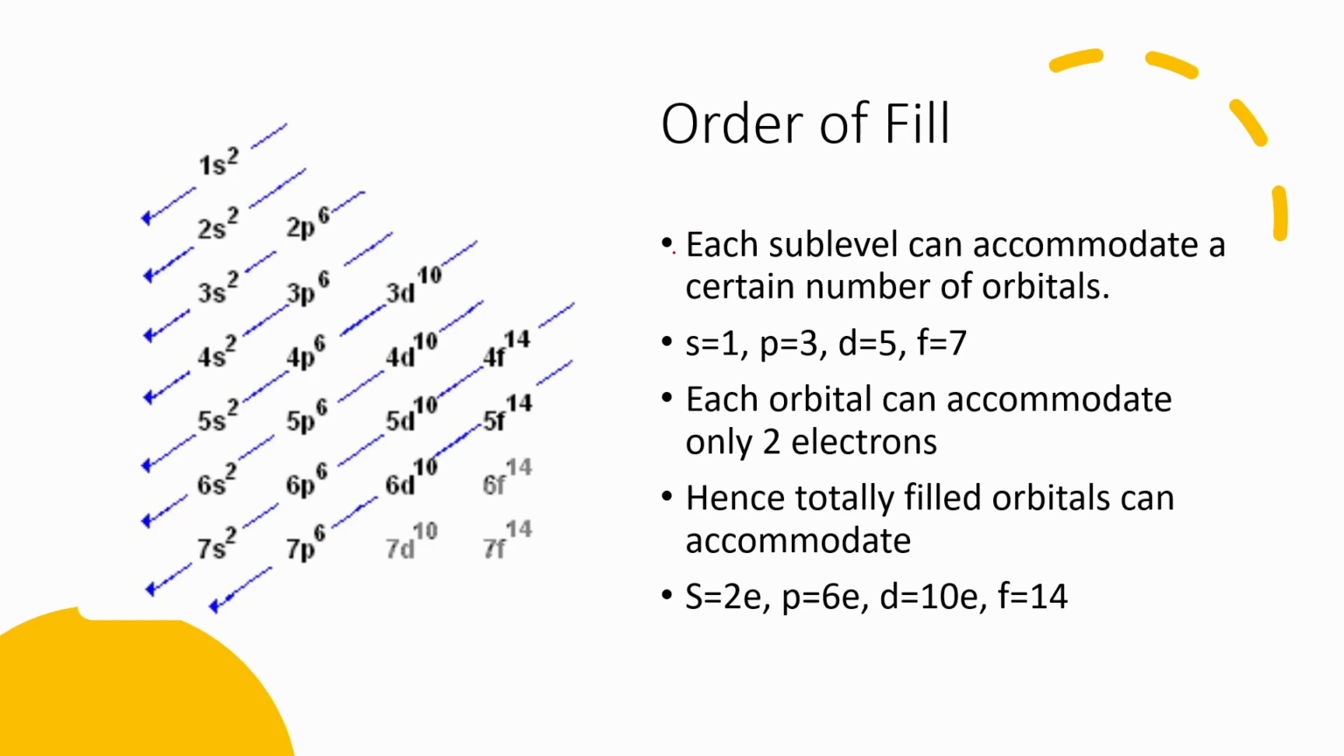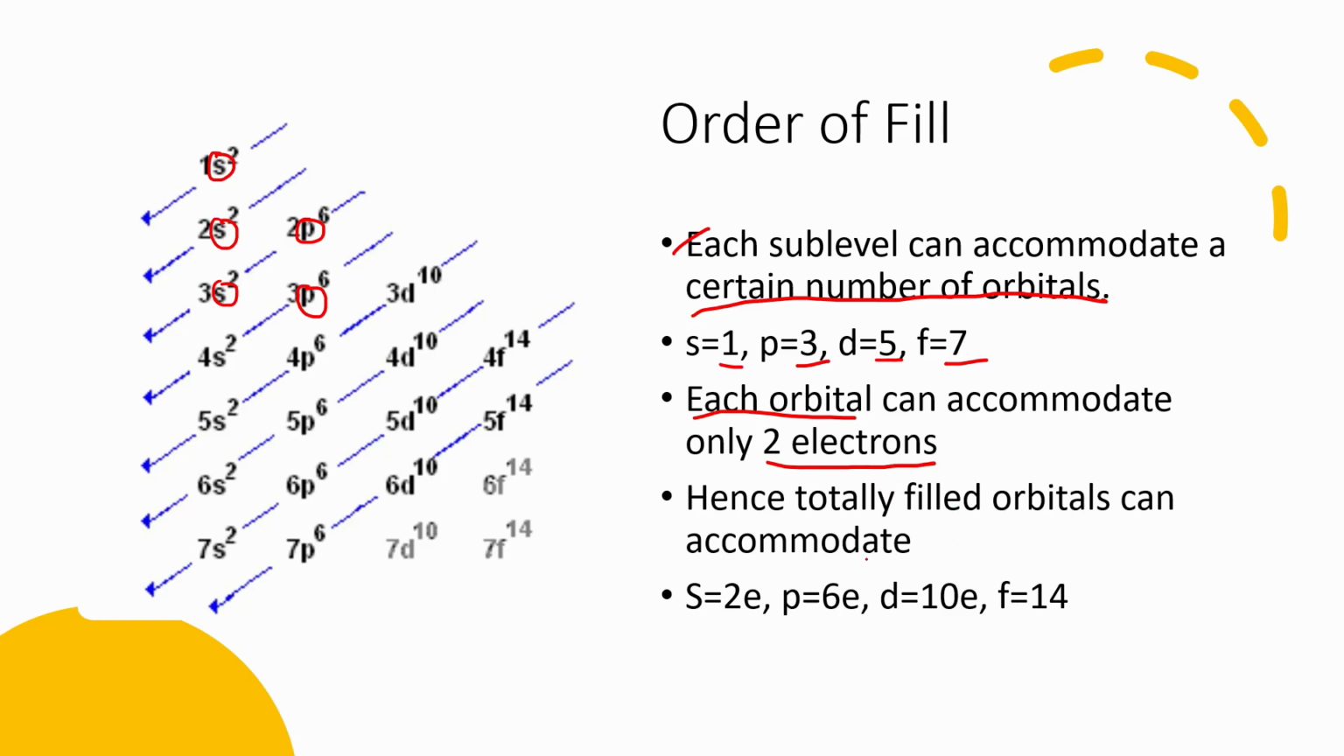Now remember that each sublevel can only accommodate a certain number of orbitals. This is what our sublevel is. Our sublevel is also the shape of our orbital. And each sublevel can only contain a certain number of orbitals. So S can only have 1 orbital, P only has 3 orbitals, D has 5, and F has 7. Please do recall that each orbital can accommodate 2 electrons.